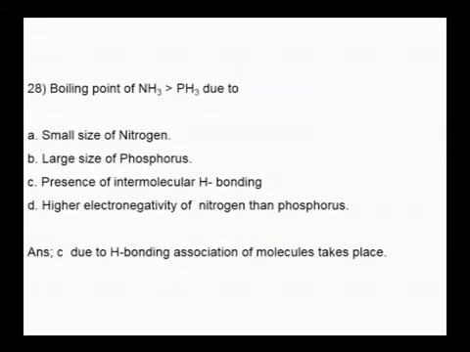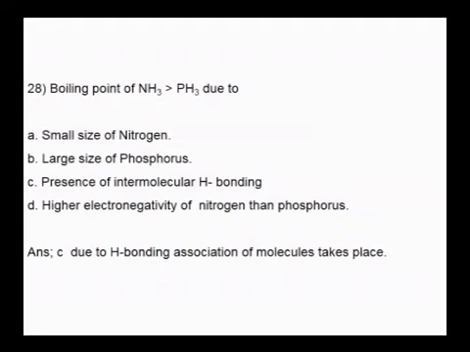Boiling point of ammonia is greater than PH3 phosphine due to: the first option, small size of nitrogen. Second option, large size of phosphorus. C, presence of intermolecular hydrogen bonding. D, higher electronegativity of nitrogen than phosphorus. So generally boiling point depends on hydrogen bonding. The second one is their atomic size.